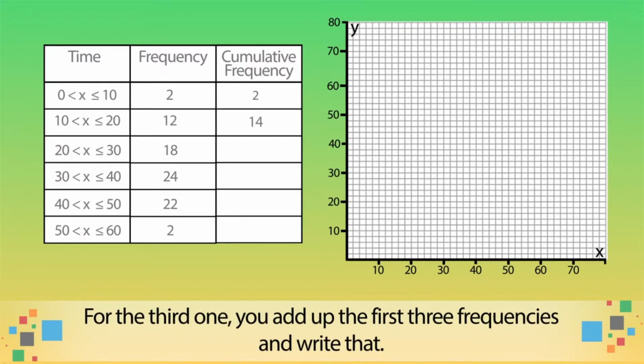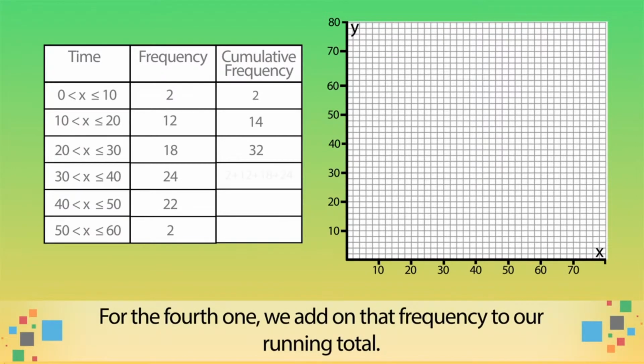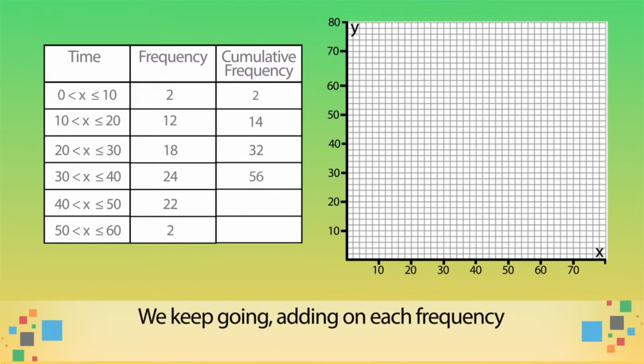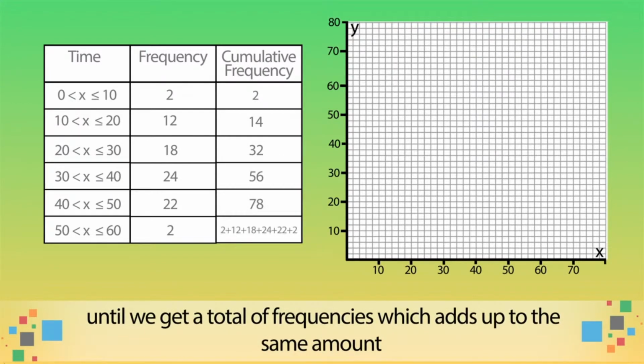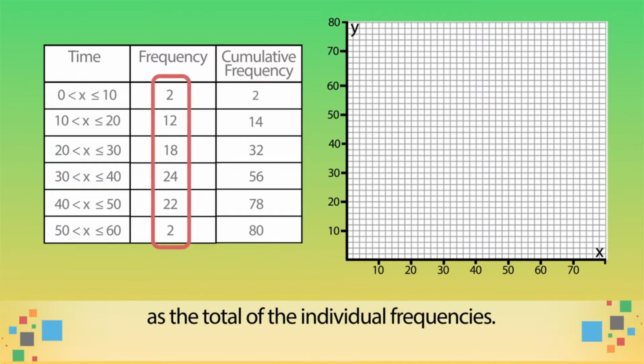For the third one, you add up the first three frequencies and write that. For the fourth one, we add on that frequency to our running total. We keep going, adding on each frequency until we get a total of frequencies which adds up to the same amount as the total of the individual frequencies.